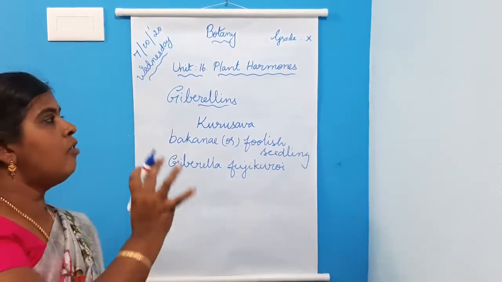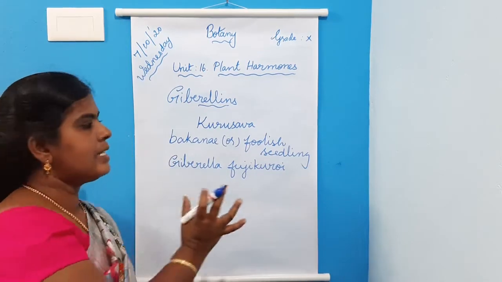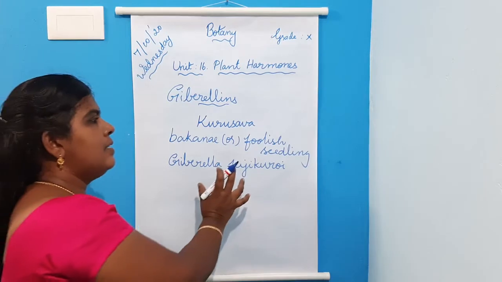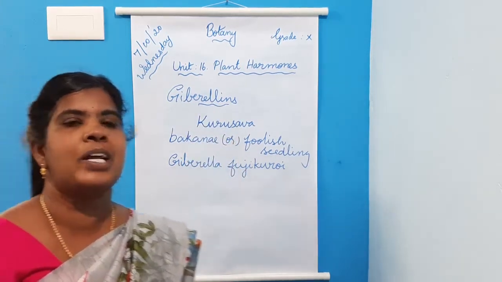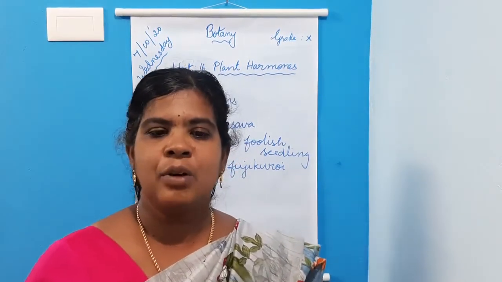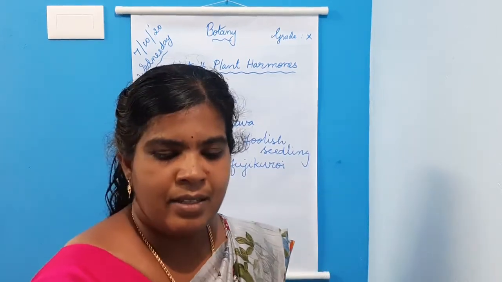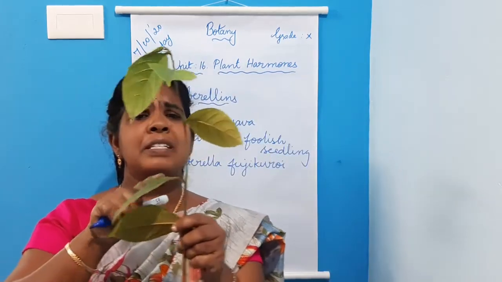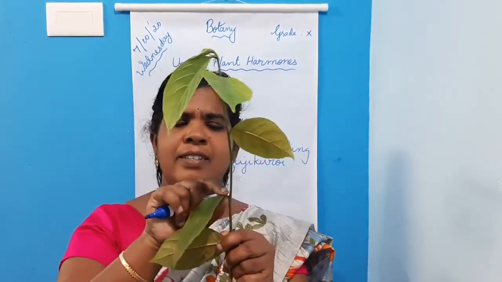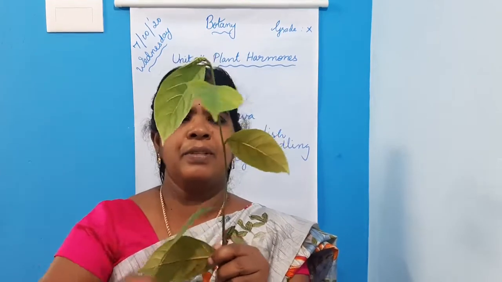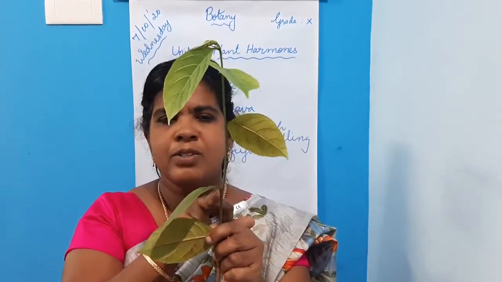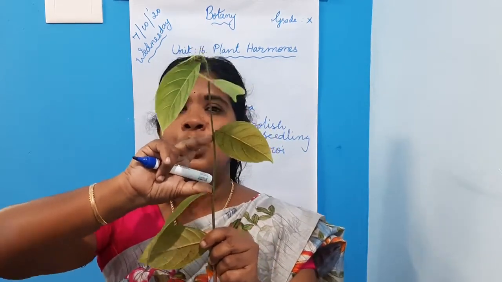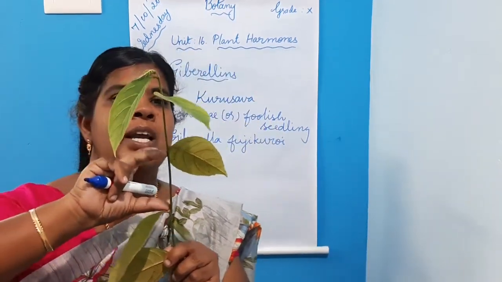This gibberellin or gibberellic acid was extracted from the fungus Gibberella fujikuroi. Because of this fungal disease, the plant shows internodal elongation. Do you know what an internode is? The area of the stem in which the leaf arises is called a node. The distance between the adjacent nodes, or the distance between 2 nodes, is the internode, and its lengthening is called internodal elongation.